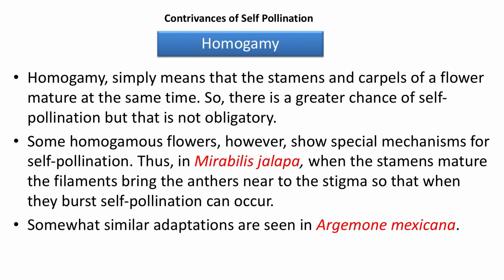Some of the homogamous flowers are Mirabilis jalapa. You have probably seen that plant, called the four o'clock plant, with pink, yellow and white color flowers. In that plant, Mirabilis jalapa, homogamy is seen, and homogamy of course favors self pollination over cross pollination. So also in the case of Argemone mexicana.